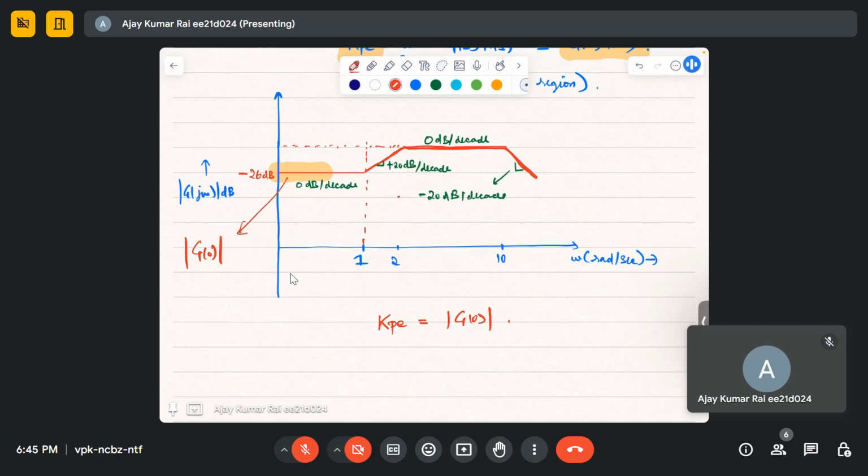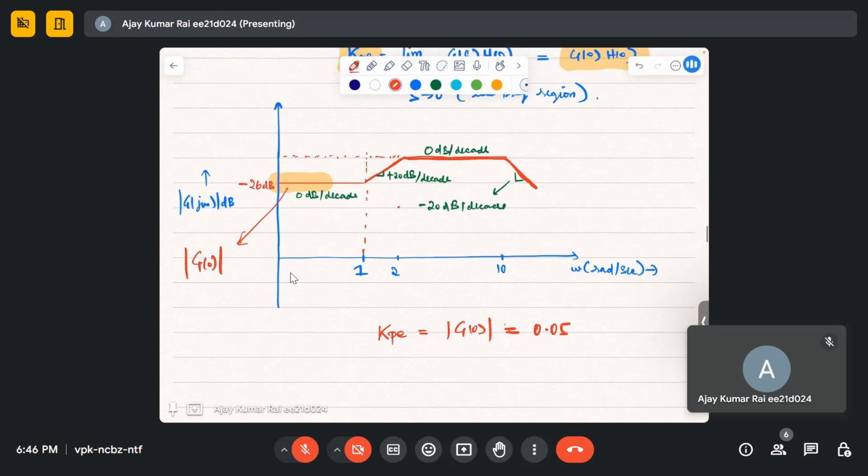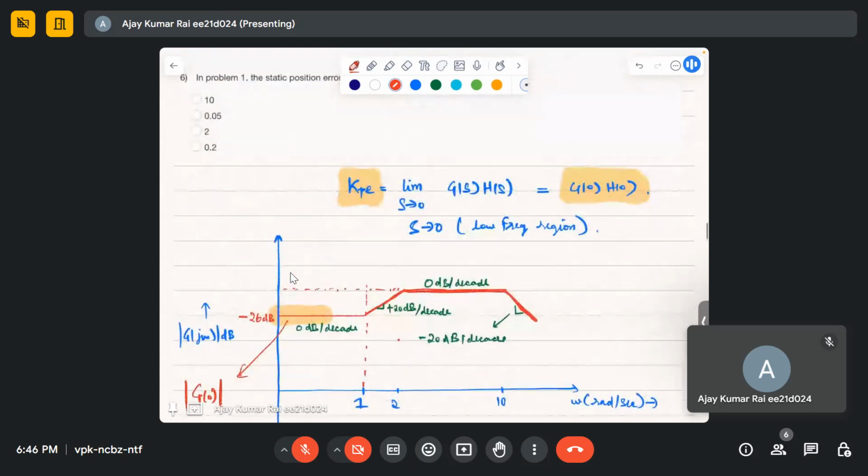So Kp is, let's not go in dB. Let's find it without dB, the original constant. What was that, which was equal to 0.05, right? In dB it is minus 26 dB. But if you take the absolute value, what is that value? It is equal to 0.05. So this is how we find the position error constant.